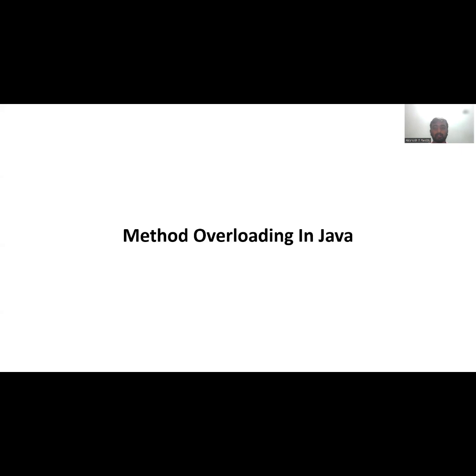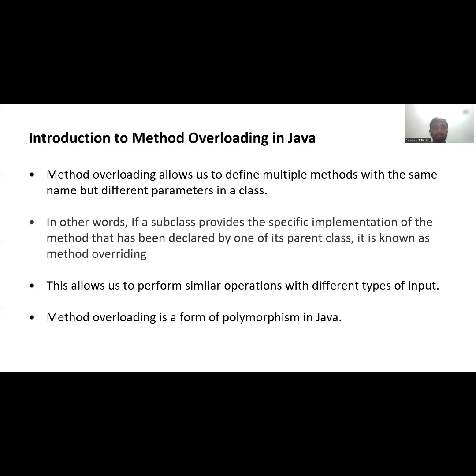Today we'll talk about method overloading in Java. What is method overloading? Method overloading allows us to define multiple methods with the same name but with different parameters in a class. In other words, if a subclass provides a specific implementation of a method that has been declared by one of its parent classes, it is known as method overloading. This allows us to perform similar operations with different types of methods. Method overloading is also a form of polymorphism in Java.